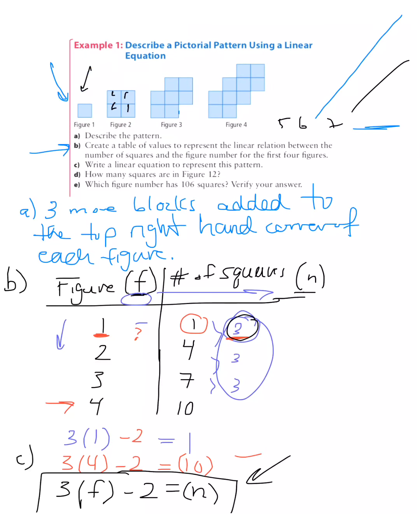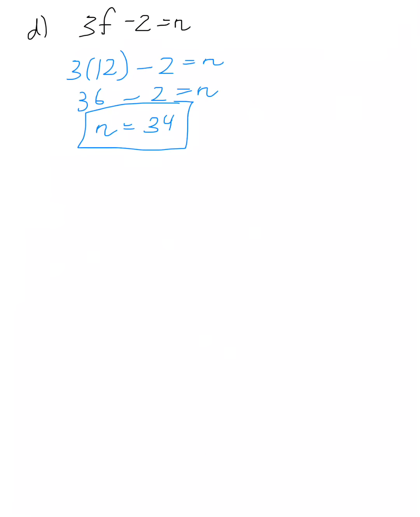Okay, and lastly, E, which figure number has 106 squares? Verify your answer. So let's just figure that out here. So now we're going backwards. So we're going to use the same equation, okay, but now it gives us n. It tells us that the figure number has 106 squares. So I'm going to plug in 106 instead of n. And now I just solve it.